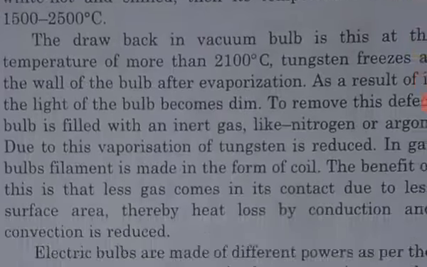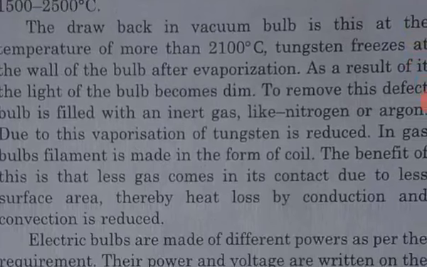The glass bulb is made airtight. Air is removed, and high power bulbs are filled with a mixture of nitrogen and argon. When the electric current flows through an air-exhausted bulb, the temperature of the filament rises beyond 2100 Celsius.